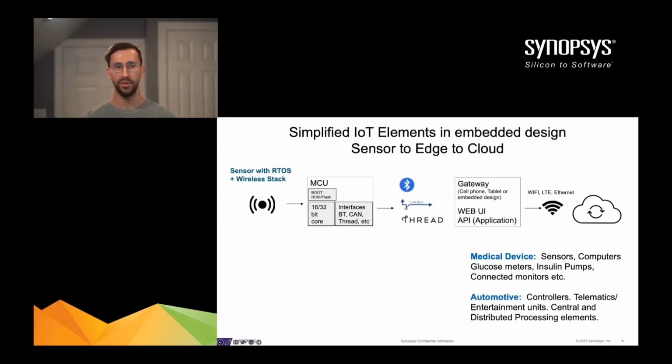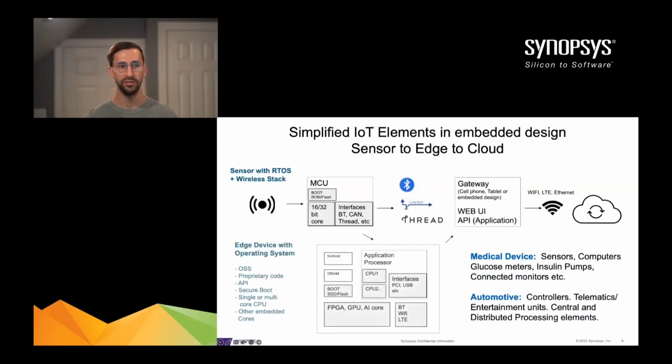This is a simplified IoT system with sensor, edge, and cloud components. You can see there's an edge device with an operating system that has proprietary code, APIs, secure boot, CPUs, other embedded cores and devices.